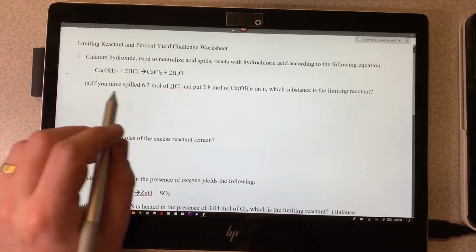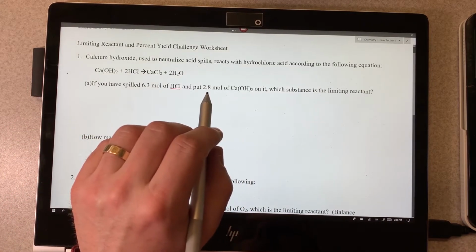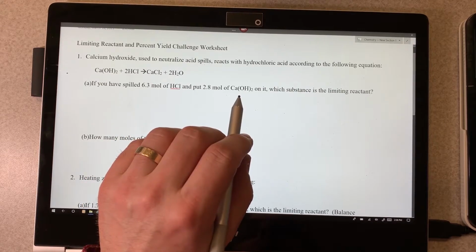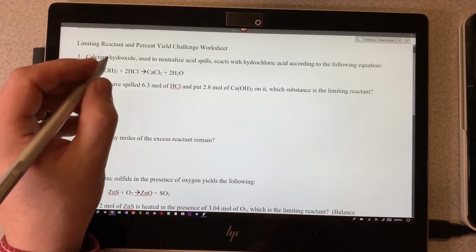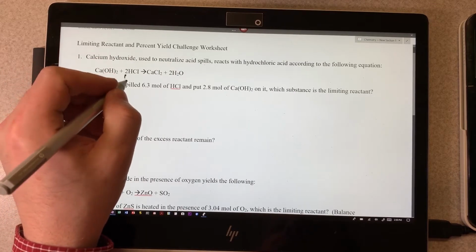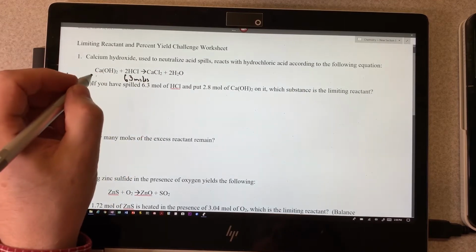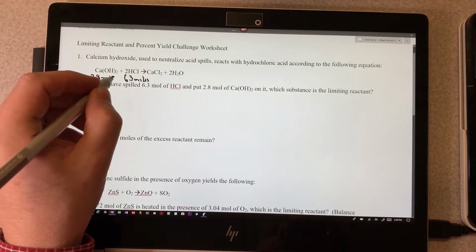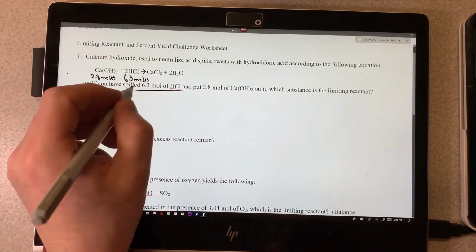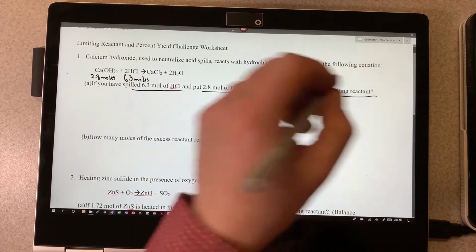Let's suppose that I spilled 6.3 moles of HCl and I put 2.8 moles of calcium hydroxide on it. Which substance is the limiting reactant? Okay, so in this case, I have 6.3 moles of that, and I have 2.8 moles of that. So those are my givens, and I want to know what the limiting reactant is.